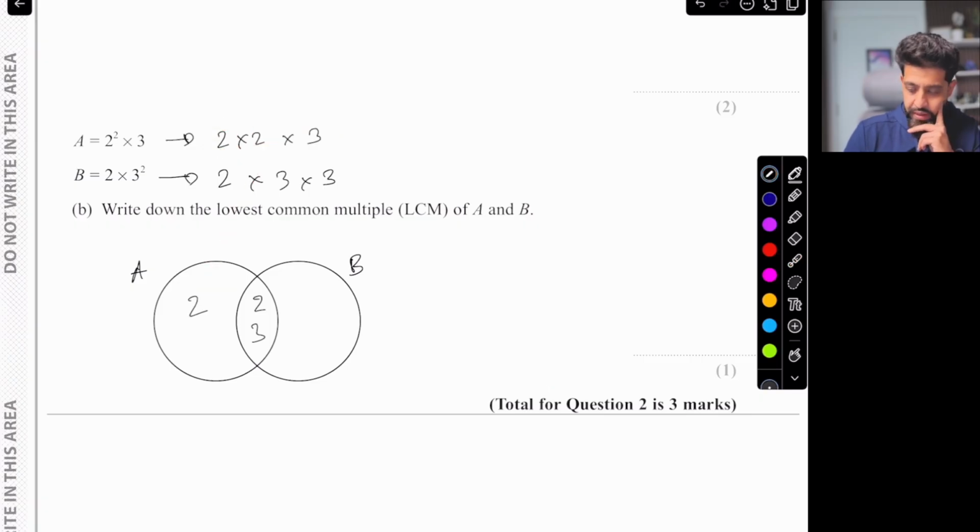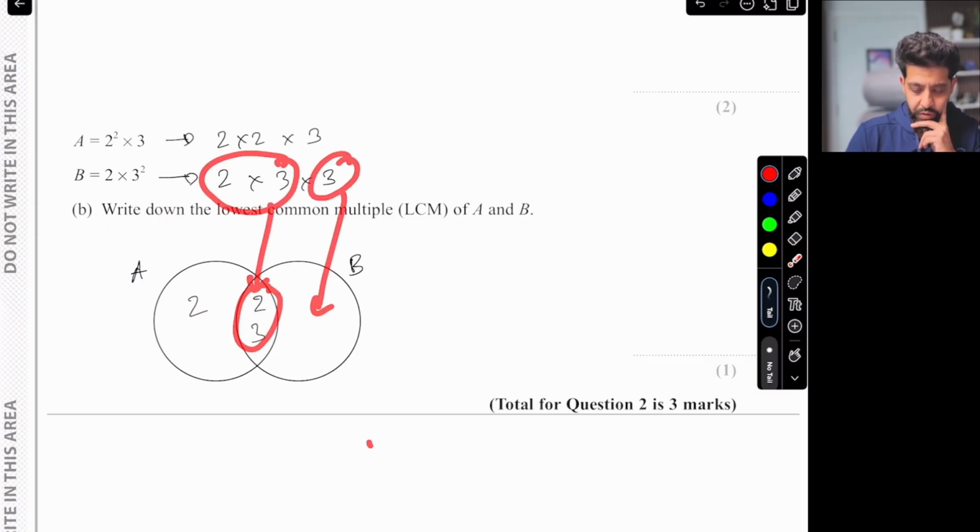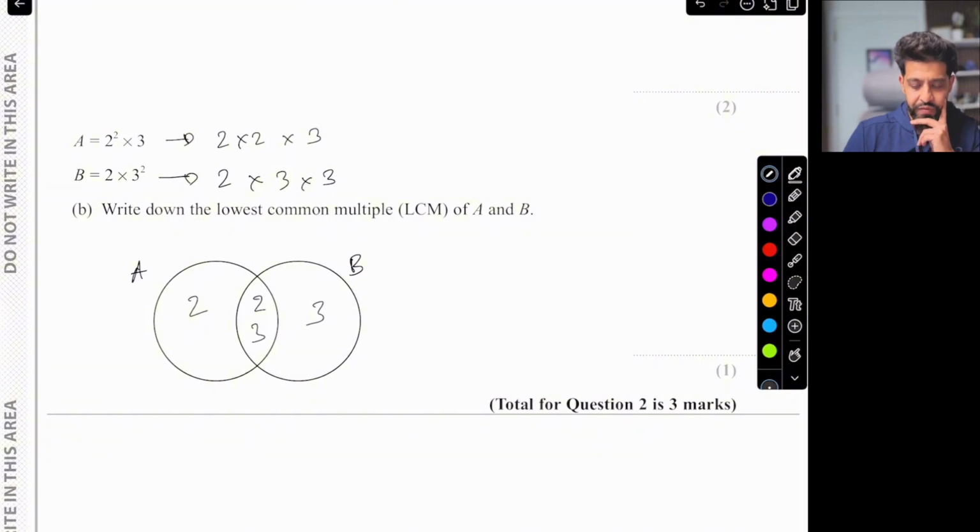Okay, there. Same thing for B. We say what's in B. So we've got the 2 and the 3 already right there. So an extra 3 is going to go just in B right there. That's your Venn diagram done.